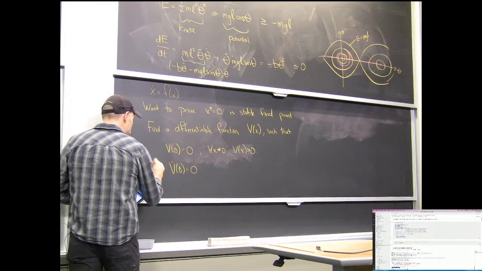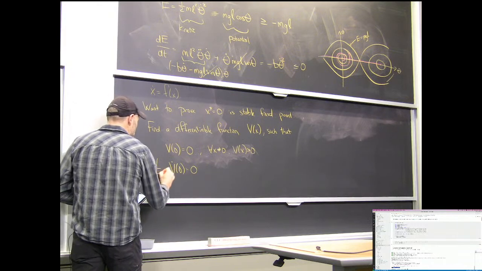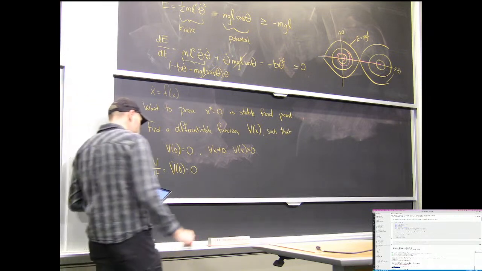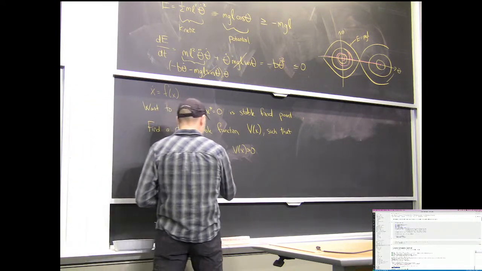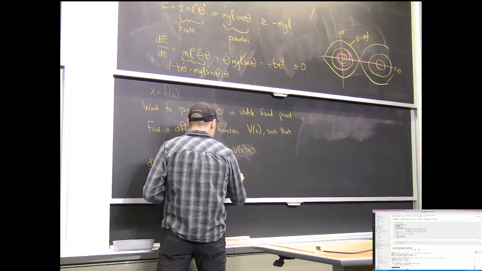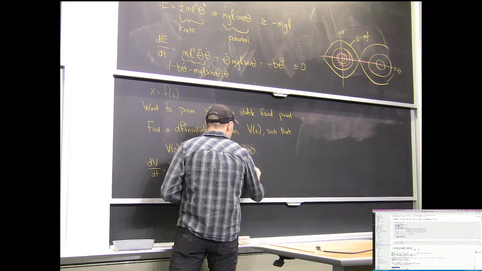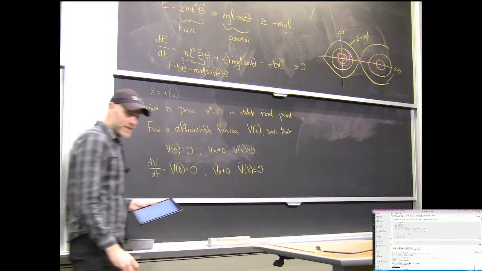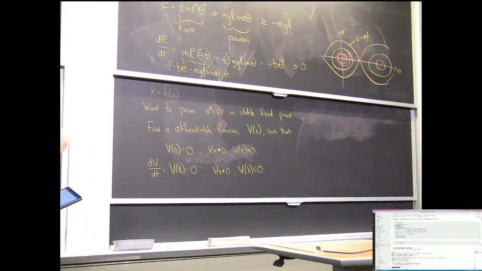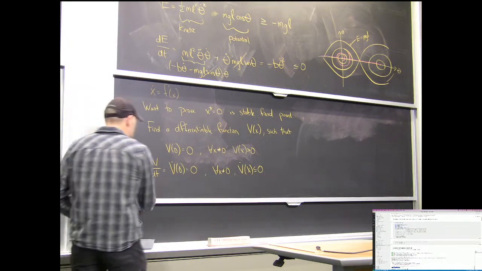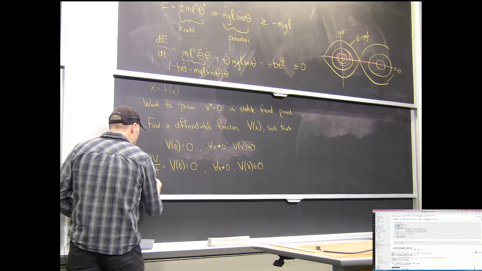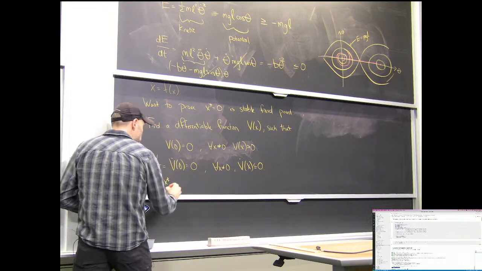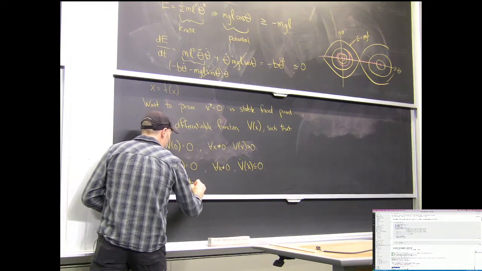This is dV dt, right? This is going to be true if it's a fixed point. And for all x not equal to 0, I can say it's going downhill. Then that turns out to be enough. That function gives me a certificate. Then x star is stable.